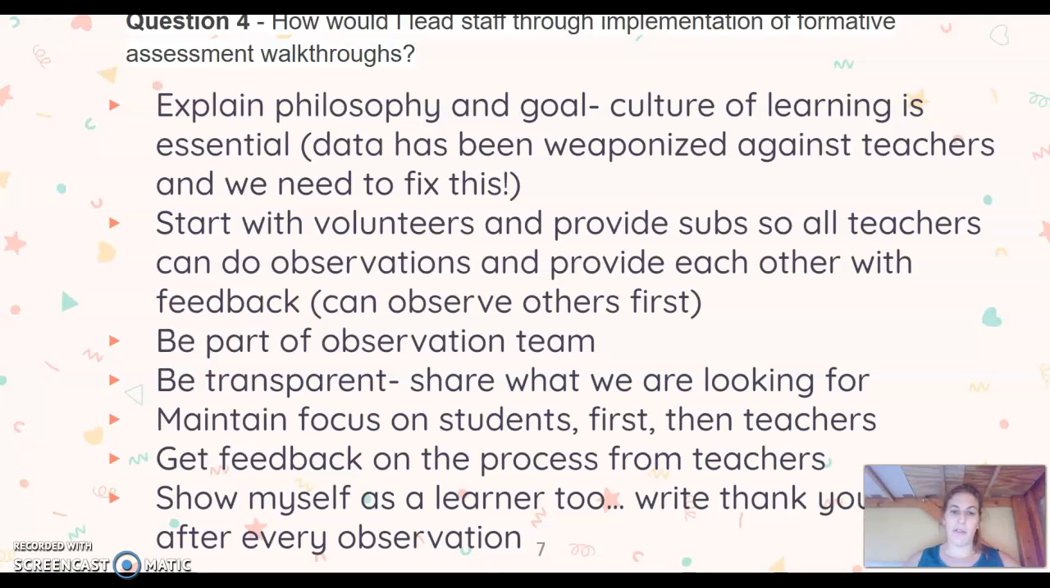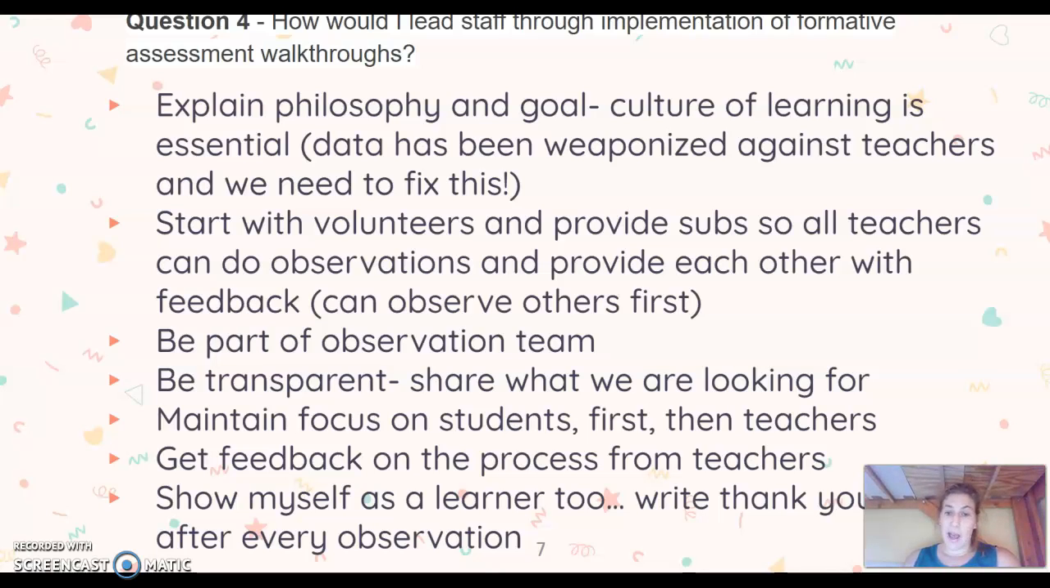And again, maintaining the focus on students first before we look at what the teacher is doing. Some of these things are teacher led, like did you share the learning targets with students? But the primary focus is on what the students are doing, which is the same as our coaching cycles. In our coaching cycles, it is student-centered coaching, not teacher-centered coaching, because our focus is always on the learning.